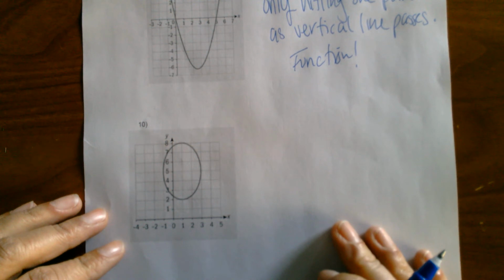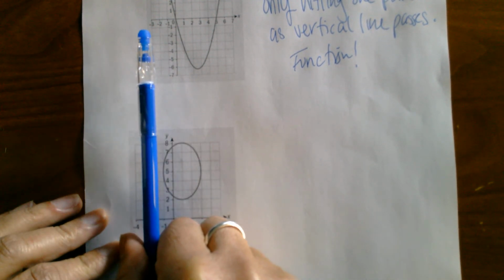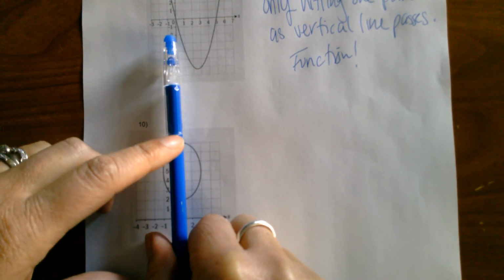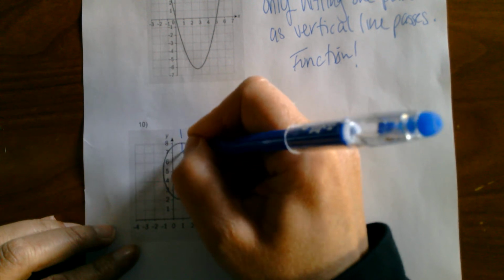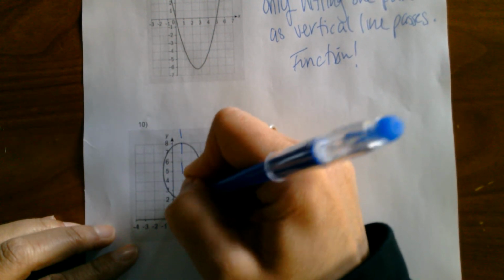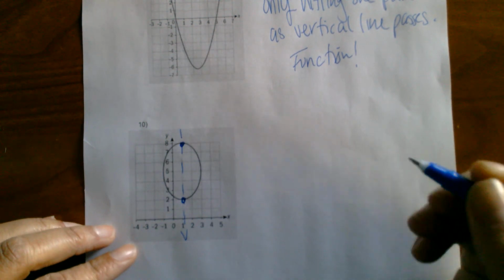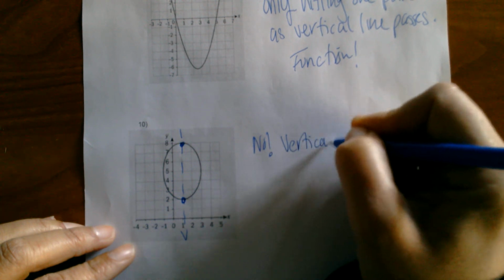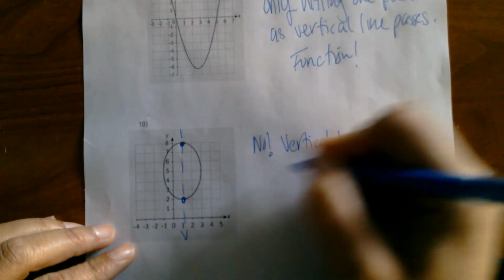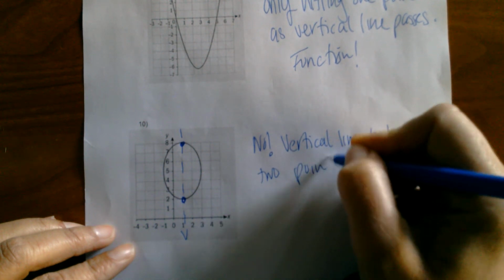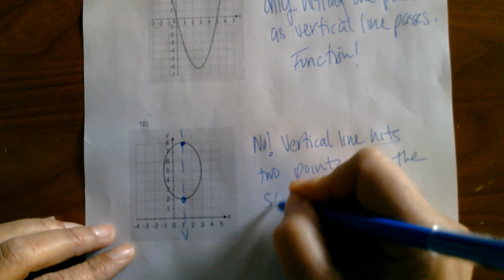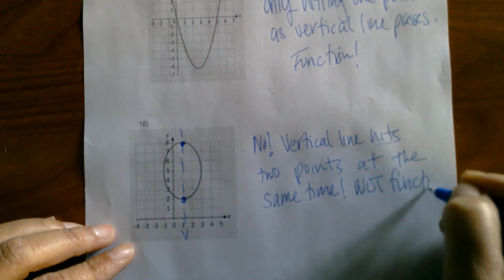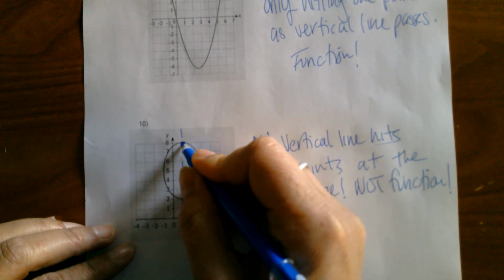Here we have number 10. We have a circle. So taking my vertical line, I'm scanning it. Uh-oh, you can clearly see that my vertical line is hitting both the top and the bottom of the circle. I'm hitting here and here. I'm hitting 2 points. That cannot happen. No. A vertical line cannot hit 2 points at the same time. So not a function, because it hits here and it hits here.